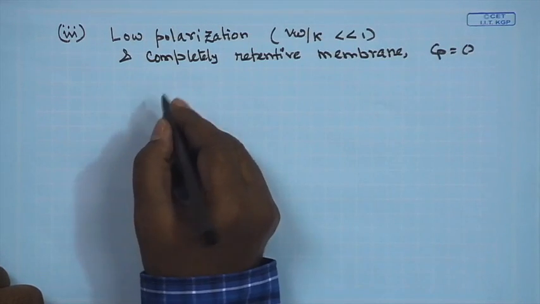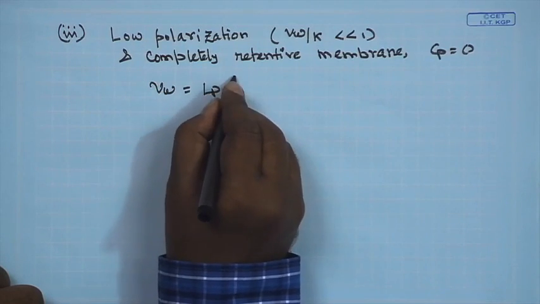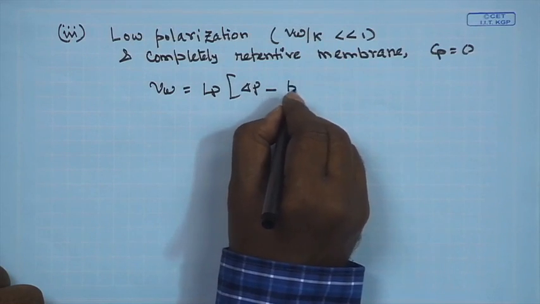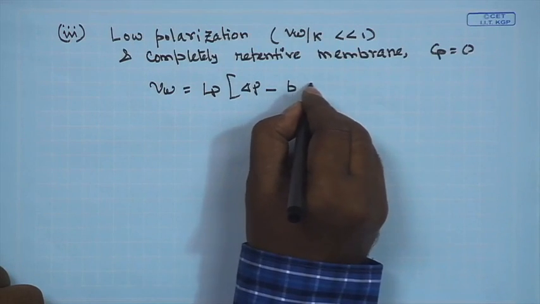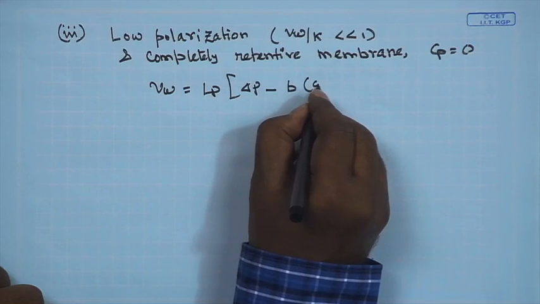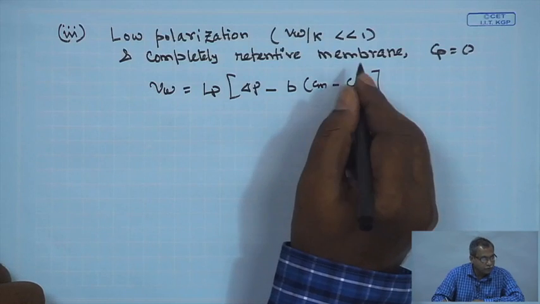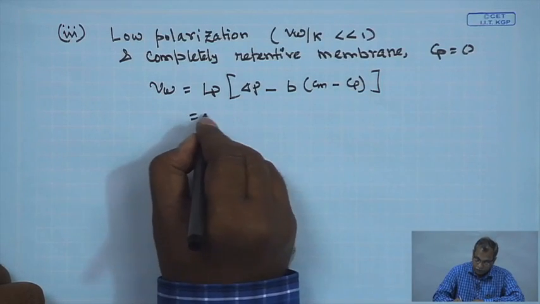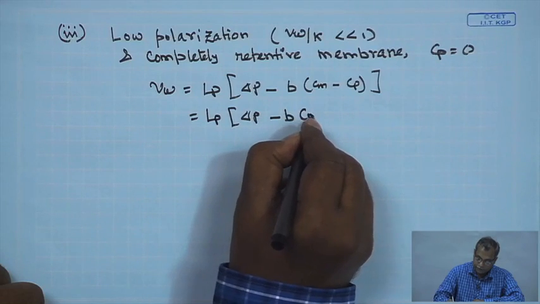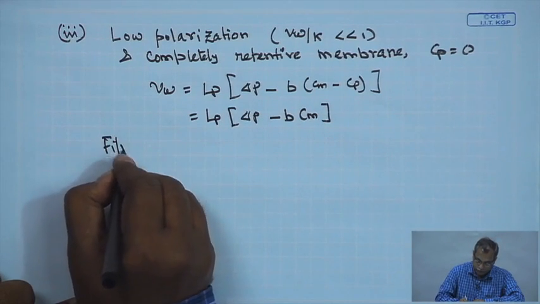Cp equal to 0. So, in this case permeate flux will be Lp times del P minus del pi, which will be Lp del P minus B (Cm minus Cp), and Cp will be equal to 0. So, you will be having Lp del P minus B Cm, and from the film theory, what you will be getting?